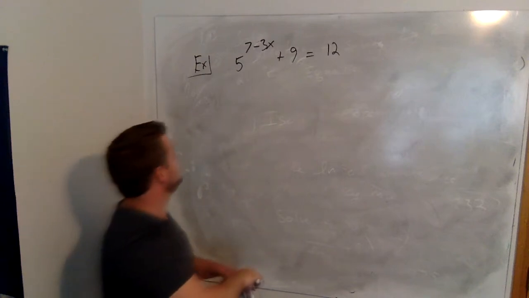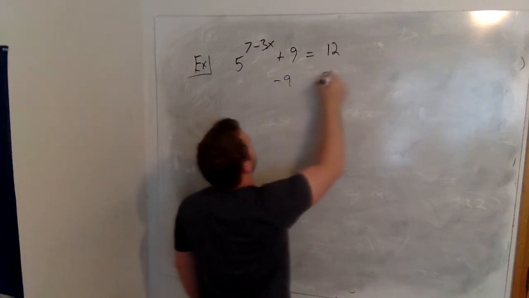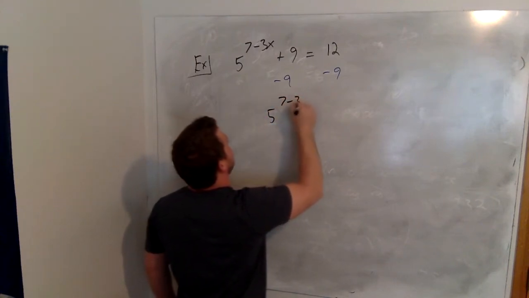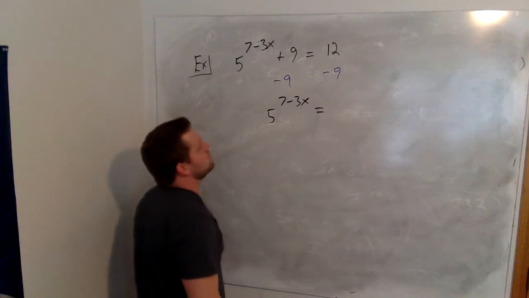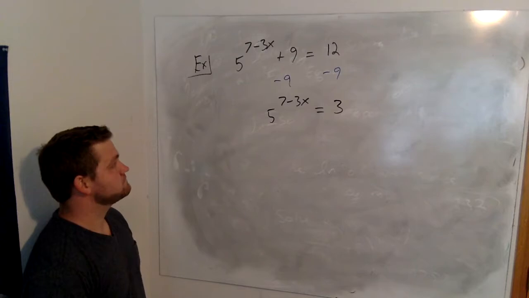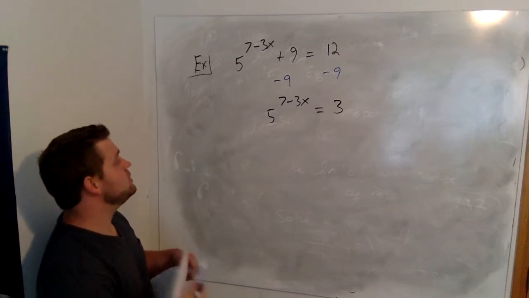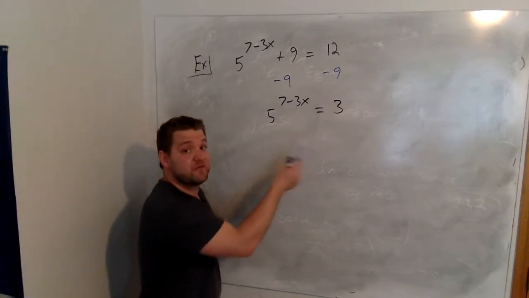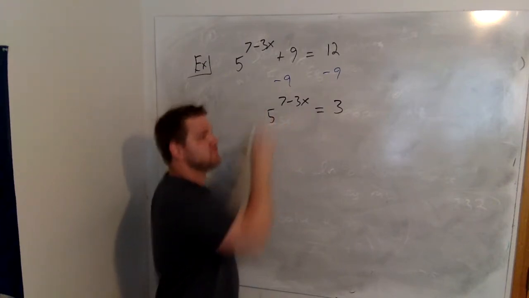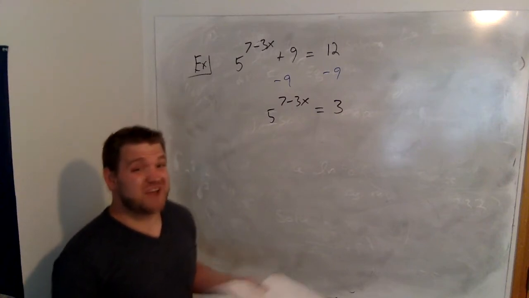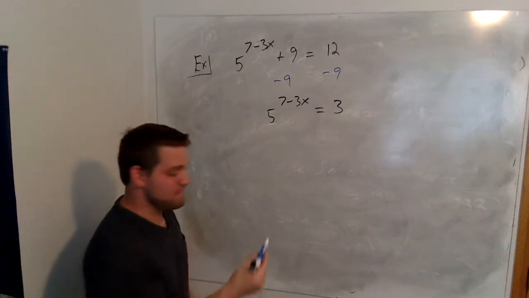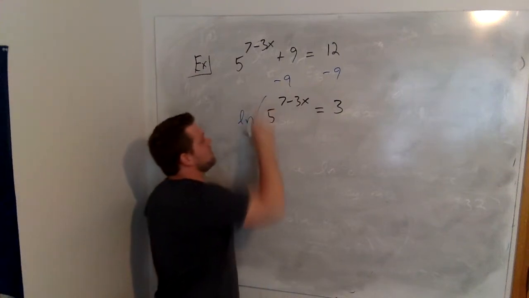So the first thing you're going to want to do here is subtract 9 from both sides. So we'll have that 5 to the power of 7 minus 3x is going to be equal to 12 minus 9. What is that, 3? So from here, you could take log base 5 of both sides, because log base 5 is the inverse of an exponential with base 5. But you don't have to. Natural log and log rule 3 make up for that. So we're just going to use natural log.